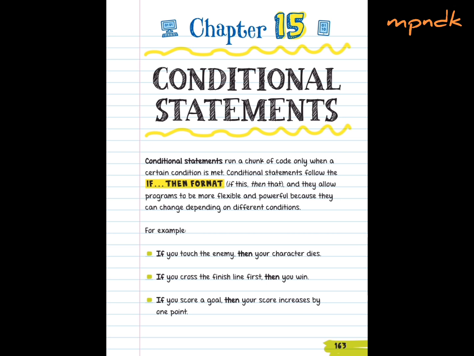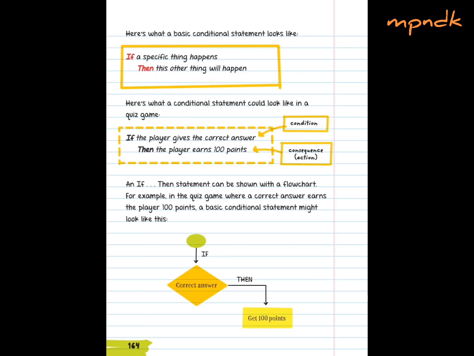If you cross the finish line first, then you win. If you score a goal, then your score increases by 1 point. Here's what a basic conditional statement looks like. If a specific thing happens, then this other thing will happen. Here's what a conditional statement could look like in a quiz game. If the player gives the correct answer, its condition, then the player earns 100 points, its consequence action.